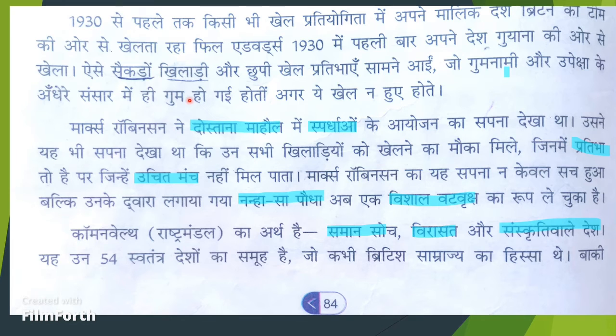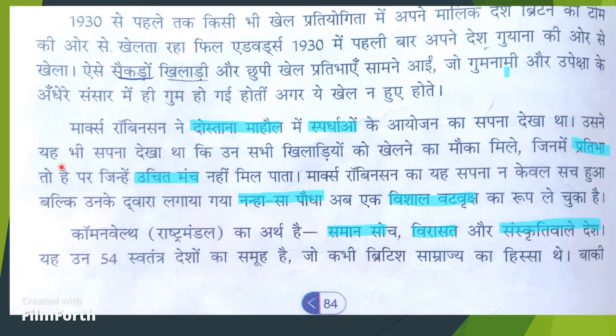Children, this paragraph I have already explained in the previous slide. I'll just continue with the next paragraph. Now, Max Robinson had dreamt about organizing competitions in a very friendly atmosphere. Here, dostana mahol means friendly atmosphere, spardhae means competitions.